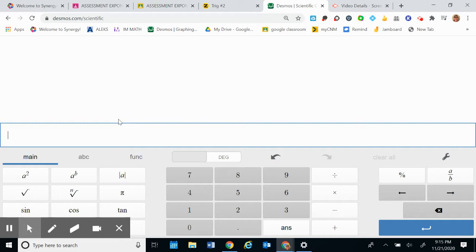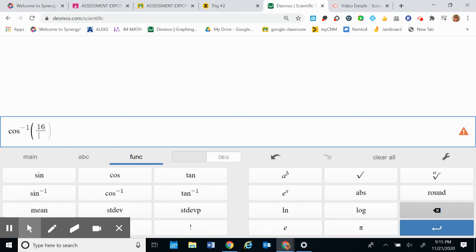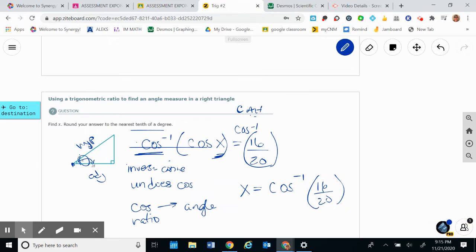So we're going to go to functions, and you'll see it, it's right here. We're going to go cosine inverse of 16 divided by, and there you go, 36.9, because it says round to the nearest tenth. So 36.9. So the angle is going to be x is equal to 36.9 degrees. And that is the answer.